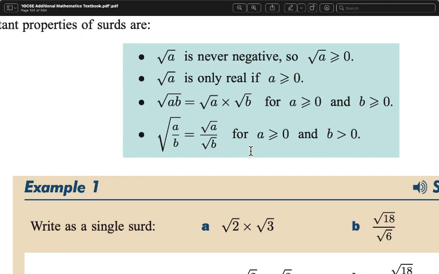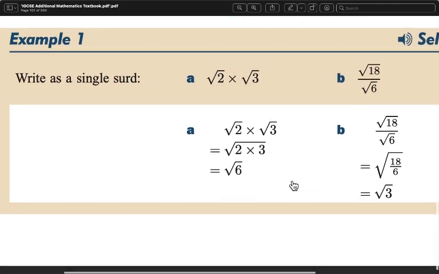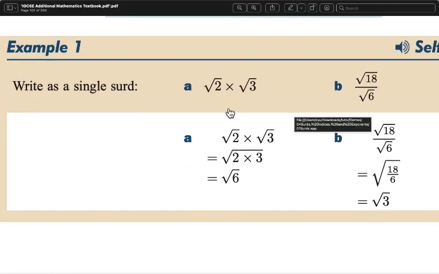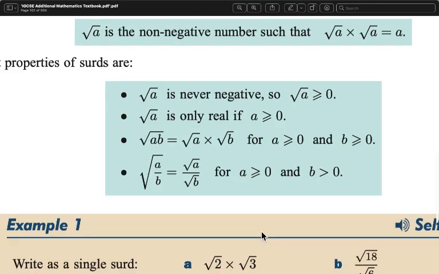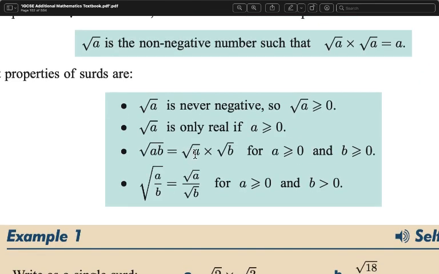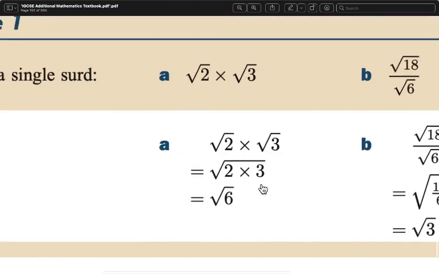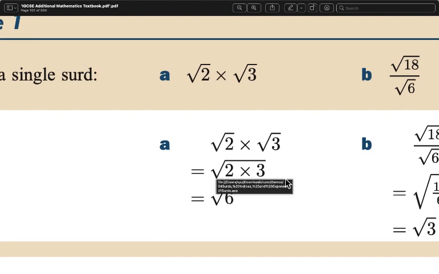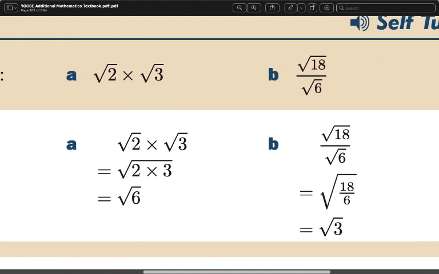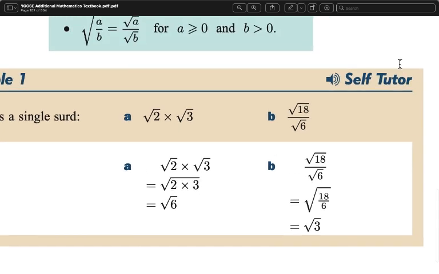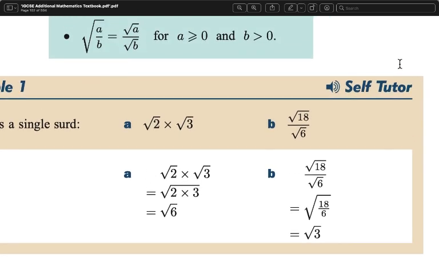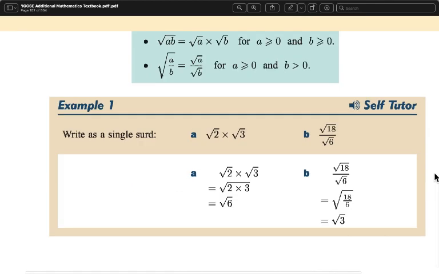Let's look at some simple cases. For example, for this one, the root of 2 times the root of 3: the root of A times the root of B will equal the root of AB, so the root of 2 times 3 equals the root of 6. Now let's look at B. The root of 18 divided by the root of 6 means the root of 18 divided by 6, which means the root of 3.